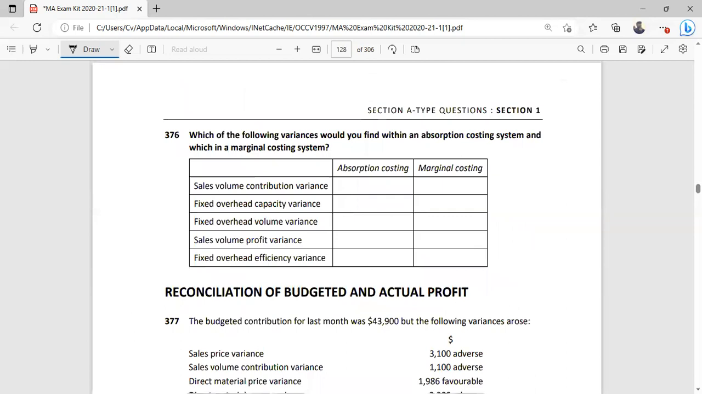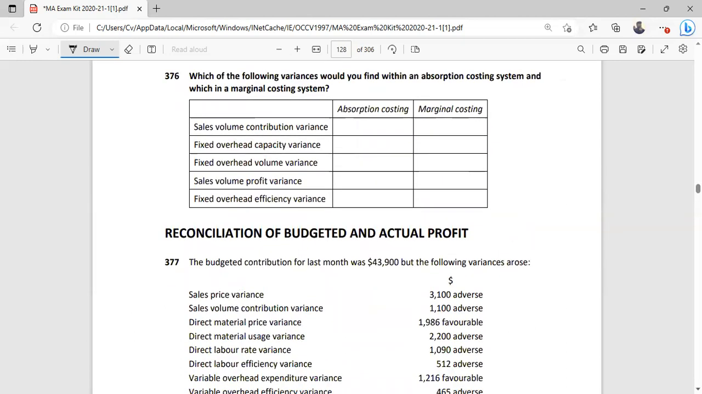Then, which of the following variances would you find within an absorption costing system? Sales volume within marginal costing system. Sales volume contribution here, fixed overheads capacity here, fixed overheads volume variance here, sales profit volume variance here, and fixed overhead efficiency volume here.